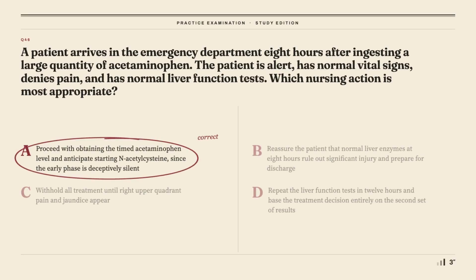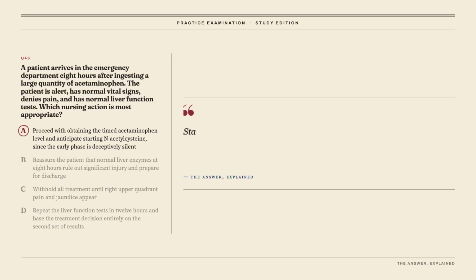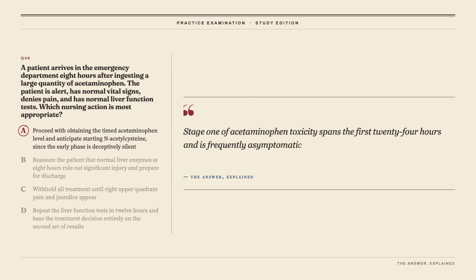The correct answer is A. Proceed with obtaining the timed acetaminophen level and anticipate starting N-acetylcysteine, since the early phase is deceptively silent. A is correct because stage 1 of acetaminophen toxicity spans the first 24 hours and is frequently asymptomatic with normal liver function tests, even while lethal injury is underway. Treatment decisions rest on the timed serum acetaminophen level and the nomogram, not on how the patient looks or feels.